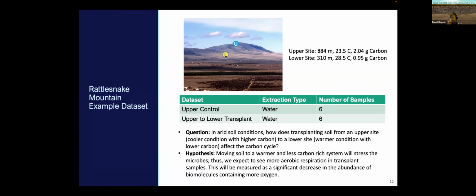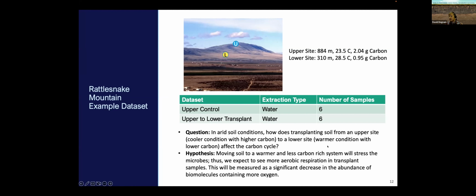So with the rattlesnake data set, we had two groups. We had our upper control, and then we took some of those from our upper control to the lower area. So that's the upper to lower transplant, and that has a higher temperature, more carbon, and is at a different altitude to sort of simulate as the Earth warms up. What would you expect that upper soil to, how would you expect that to change?